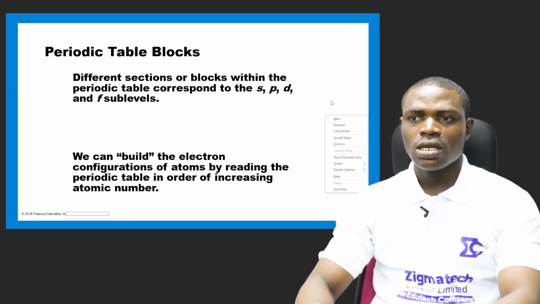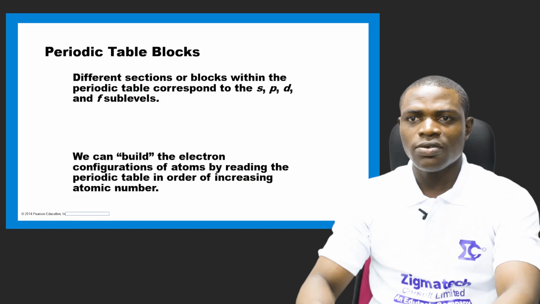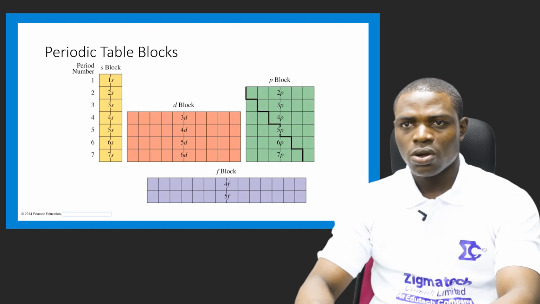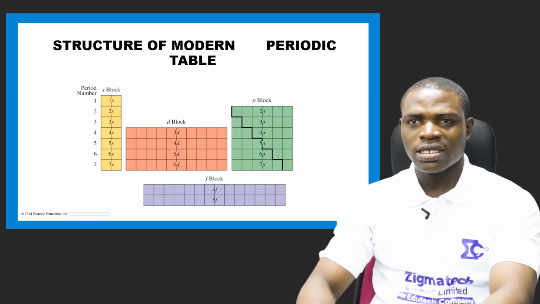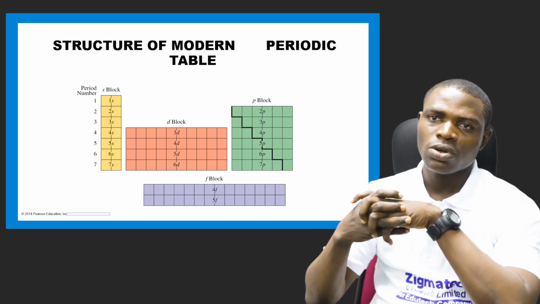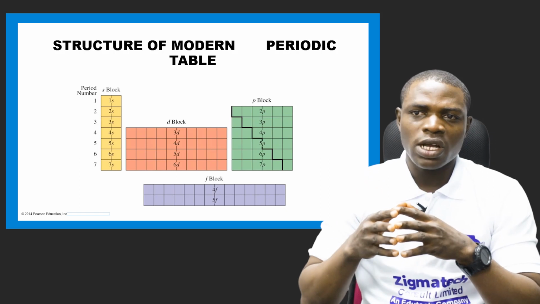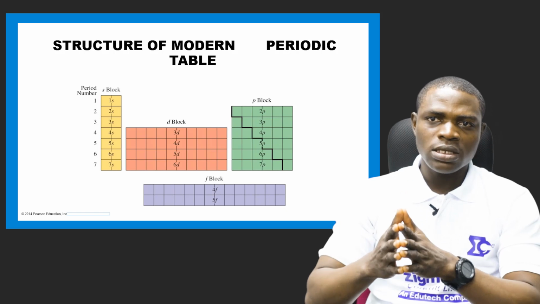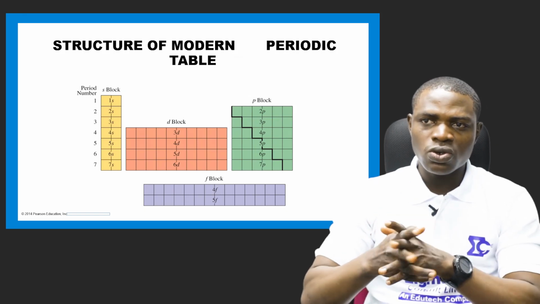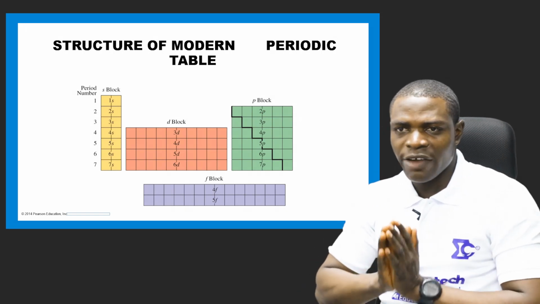If you look at the electronic configuration, I'm going to show you a table that gives the structure of the elements as they are arranged in the modern periodic table. The modern periodic table is actually stratified into 4 blocks. Number 1, the S block. Number 2, the P block. Number 3, the D block. And number 4, the F block.